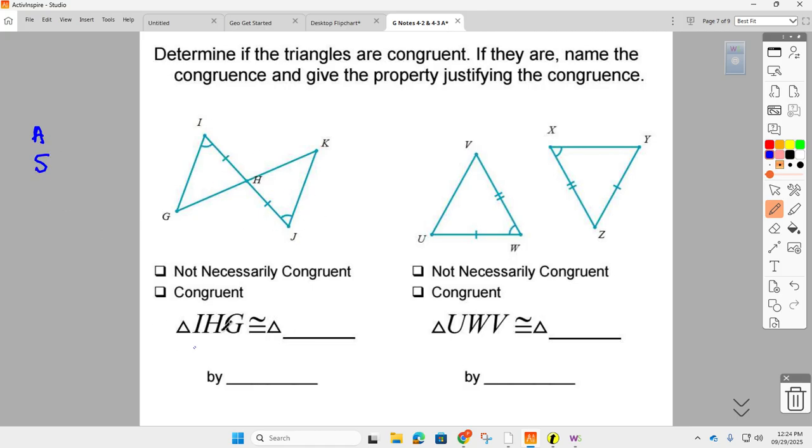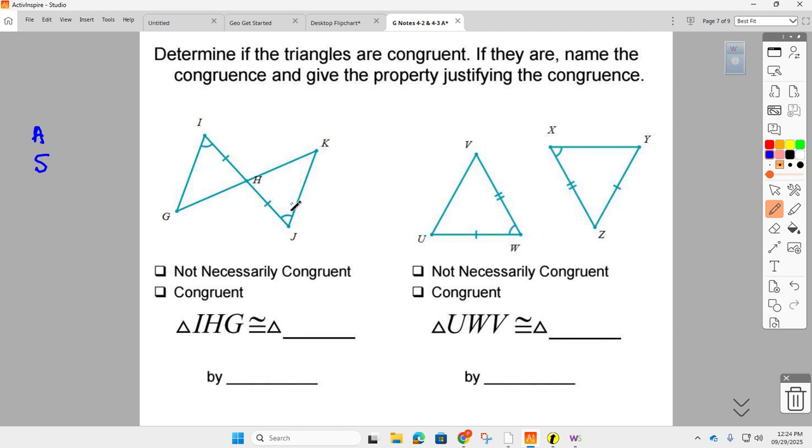Is there anything else in this diagram that we know is congruent? Can we state that any of the other sides are congruent? There are no marks on them. That doesn't necessarily mean they're not congruent, but in this diagram it means we don't know if they're congruent or not.